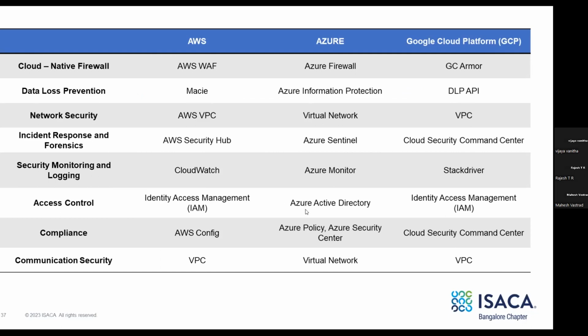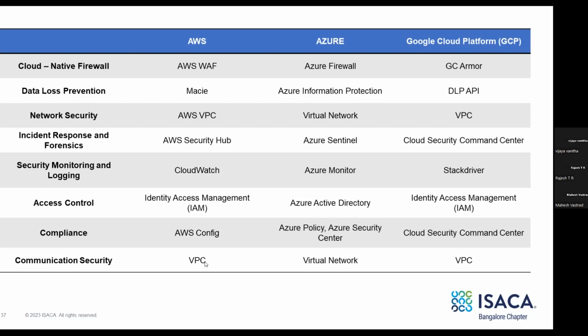Again, access controls you can find in IAM itself. If you search identity and access management, in Azure you can get access control details and logs in Active Directory, and in Google Cloud Platform, GCP, you will get them in IAM itself. Then compliance: AWS Config, you need to set up. Then Azure Policy and Azure Security Center, which you need to set up. In that you'll get compliance and framework related details. In Google, Cloud Security Command Center gives you those details.